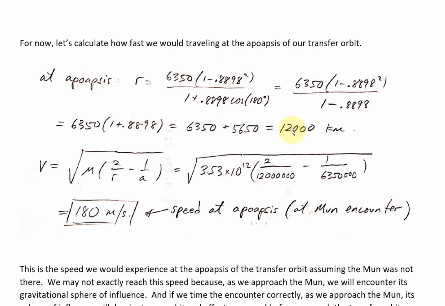So we know that at the apoapsis, the R value is 12,000 kilometers, which means I need to use 12 million meters for the position in this formula from the vis-viva equation to get the velocity. So we know the R value, we know the semi-major axis in meters, and putting that into a calculator, you're going to get 180 meters per second for the speed at apoapsis.